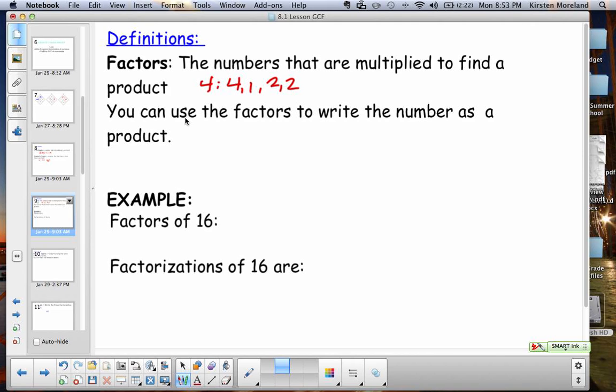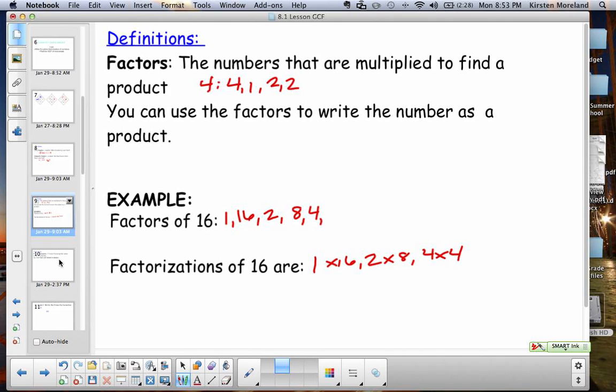You can use the factors to write a number as a product. So we have something called factorizations. So the factors of 16 are 1, 16, 2, 8, and 4 and 4. And we're just going to write 4 once. Factorizations would be similar to that. It's just 1 times 16, 2 times 8, and 4 times 4. Factorizations just means you write what's actually multiplied together to get the number.